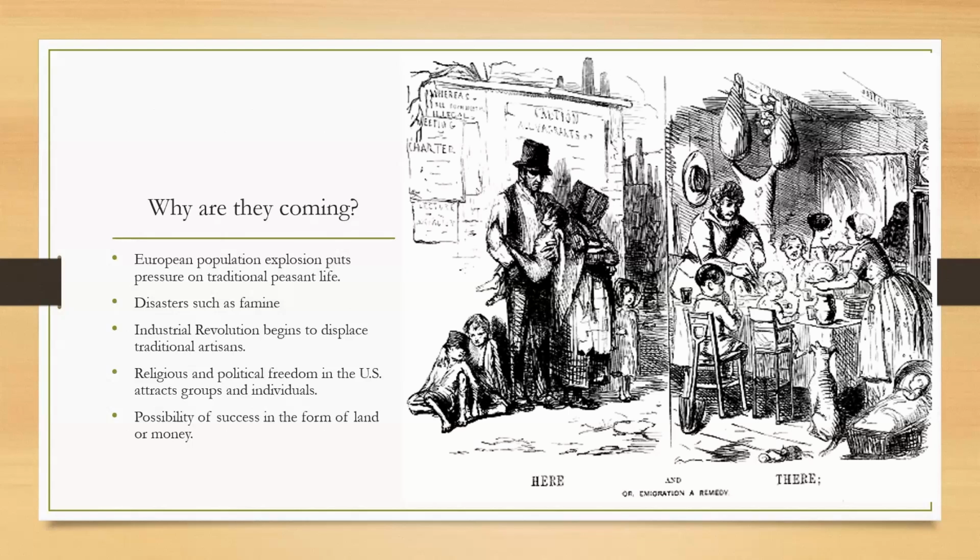The Industrial Revolution is beginning to get its start, and it begins displacing traditional artisans, many of whom are relatively well-to-do and have no desire to take a step back in life. And so immigrating to the United States starts to take on a rosier glare. Religious and political freedom in the United States attracts both groups and individuals. And of course, finally, the possibility of success in the form of cheap land or money, particularly in regards to higher wages here in the United States.